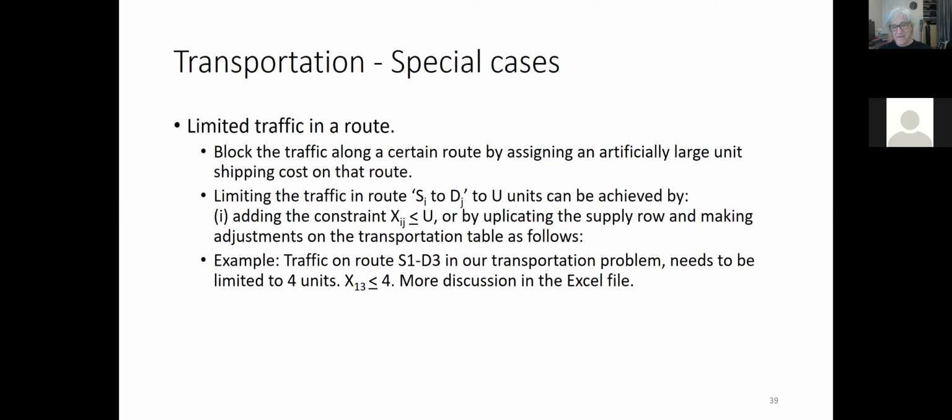And I want you to see, first of all, what happens if traffic along a certain route is completely blocked. This will be one thing. The other one will be what happens if the traffic in a given route is reduced to a maximum allowed. That's the second thing. And the third one will be when the problem is unbalanced, when the capacity is smaller than the demand. So by definition, you are going to have shortages in some of the demand points.